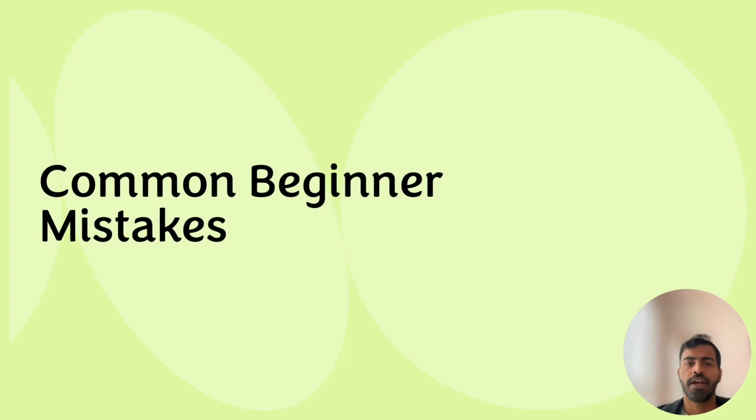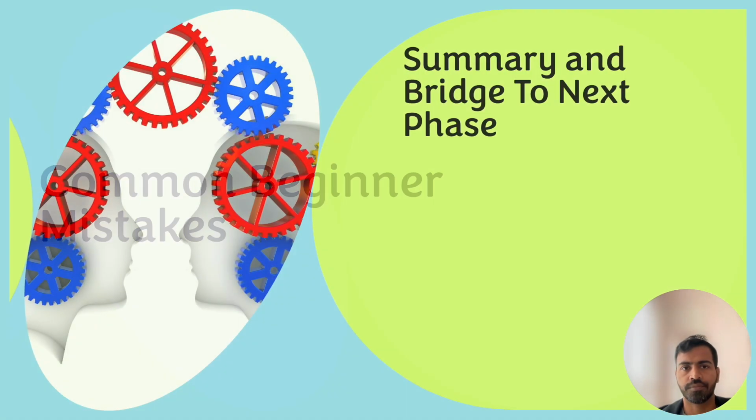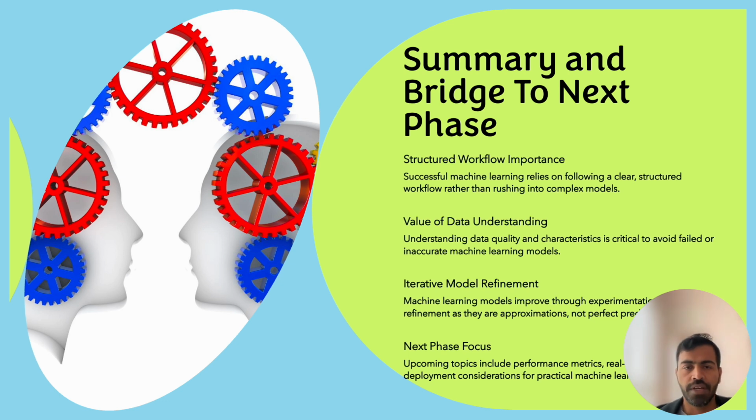So let's understand the common beginner mistakes. The common beginner mistakes are jumping to complex models, ignoring data understanding, expecting perfect predictions, and skipping evaluation. So these are some of the common mistakes which should be avoided. Well, so the summary is: end-to-end ML means understanding every step. Data matters more than algorithms. Simple models teach strong foundations. This workflow scales to real projects.